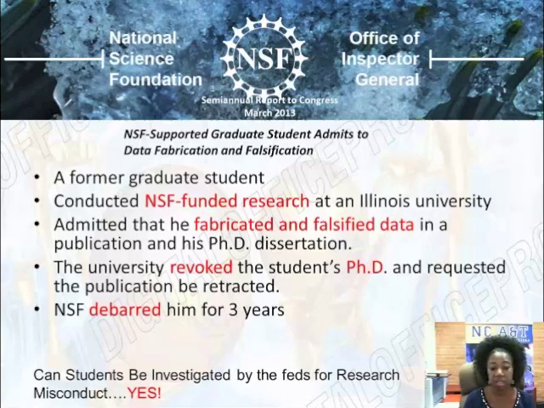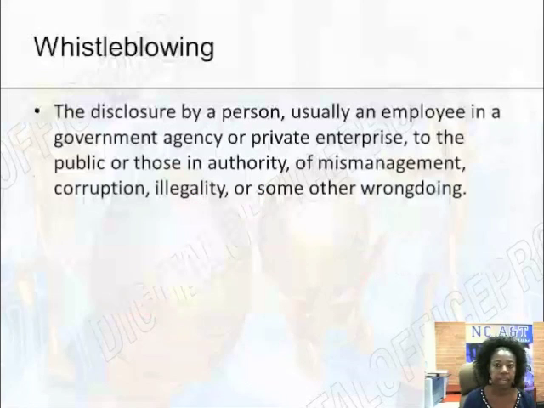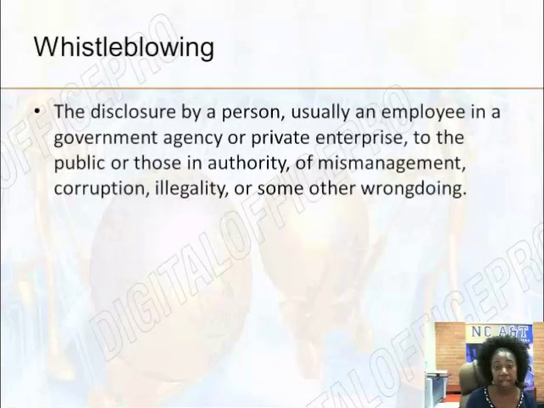So can students be investigated by the feds for research misconduct? Absolutely. And in this case, you can also see that the university can act and retract the degree. Now let's talk about what to do if you're on the other side of research misconduct. You witness it, or you think you've witnessed something that is not appropriate. Whistleblowing is a disclosure by a person, usually an employee in a government agency or private enterprise, to the public or those in authority of mismanagement, corruption, illegality, or some other wrongdoing.